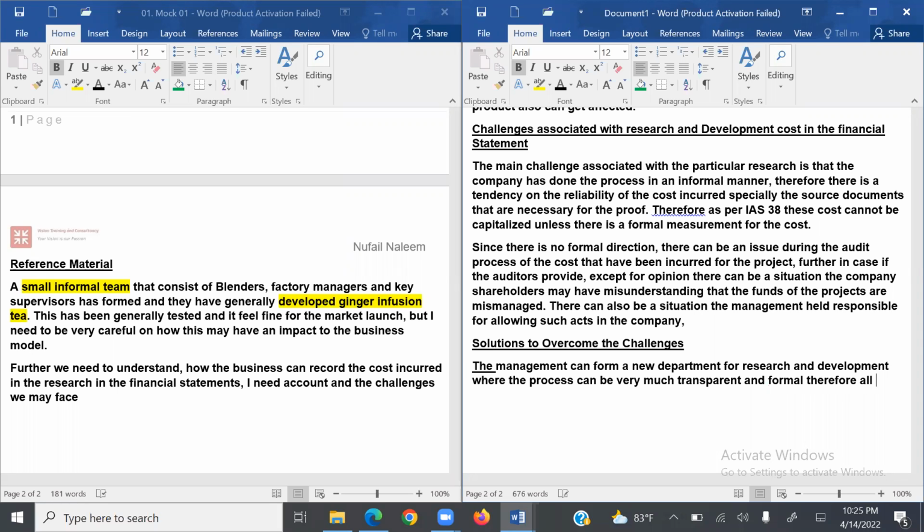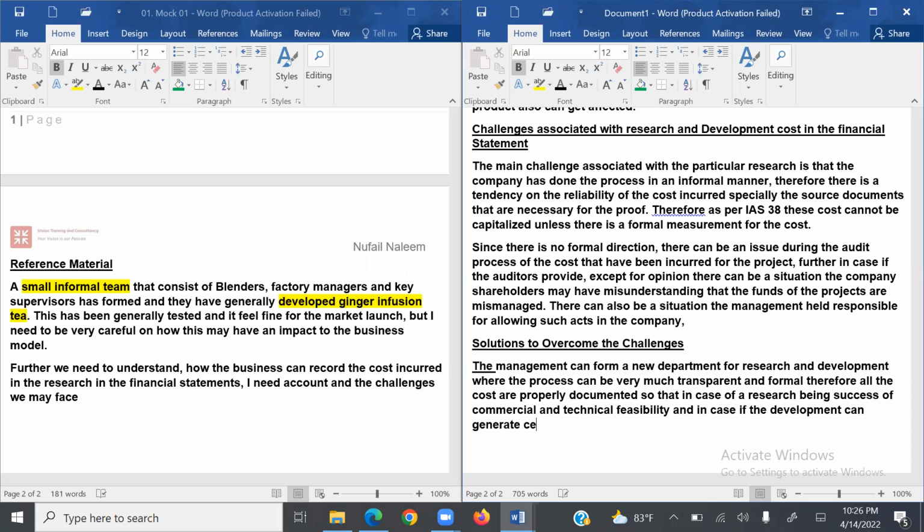Therefore, all the costs are properly documented so that in case a research is a success in commercial and technical feasibility, and in case the development can generate economic benefits, then in accordance with IAS 38, it can be capitalized.